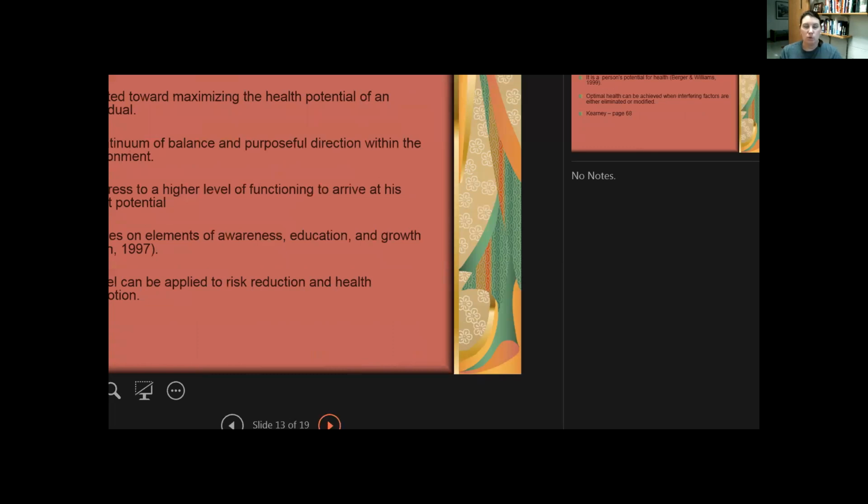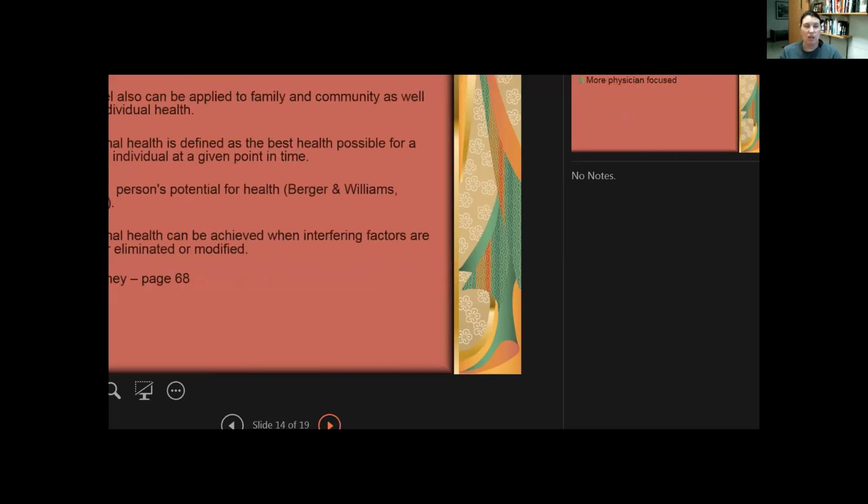Health is oriented towards maximizing the health potential of an individual. It is a continuum of balance and purposeful direction within the environment, which progresses to a higher level of functioning to arrive at its fullest potential. It focuses on elements of awareness, education, and growth, and the model can be applied to risk reduction and health promotion. It is a model that can be applied to families and communities as well as individuals' health.